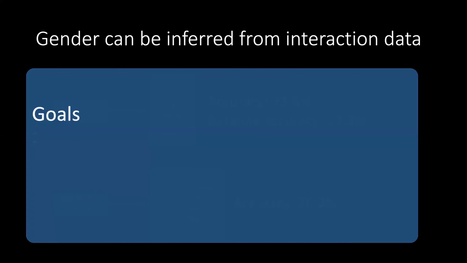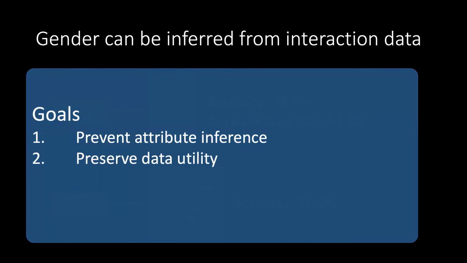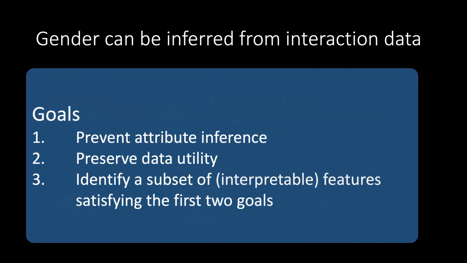So we have 3 sub-goals. The first one is to prevent inference attacks or inferring sensitive attributes. The second goal is preserving utility, which means allowing building these kinds of predictive models. And the third goal is to identify a subset of the features that satisfy the first 2 conditions. So the final outcome is a small subset of the input features that are enough to build learning analytics, but that cannot be used to infer gender. And so the collected data can be shared with other business partners or research partners.